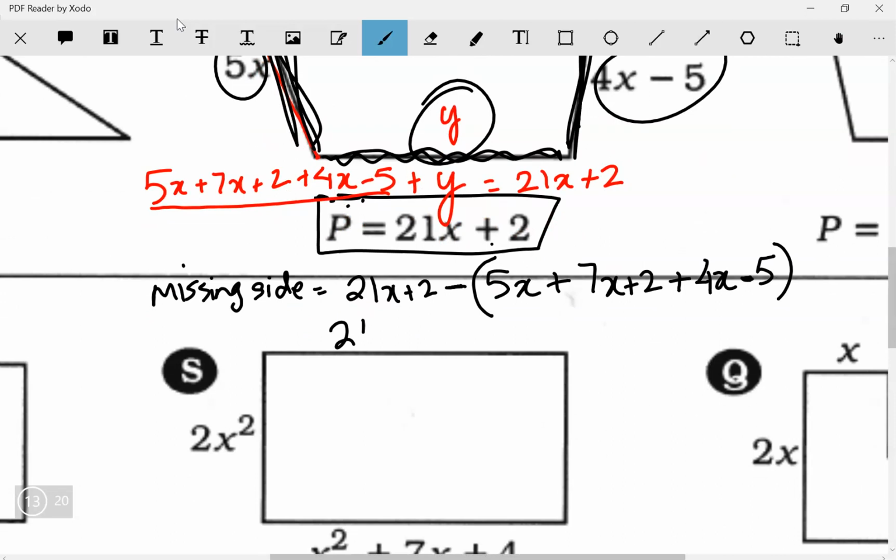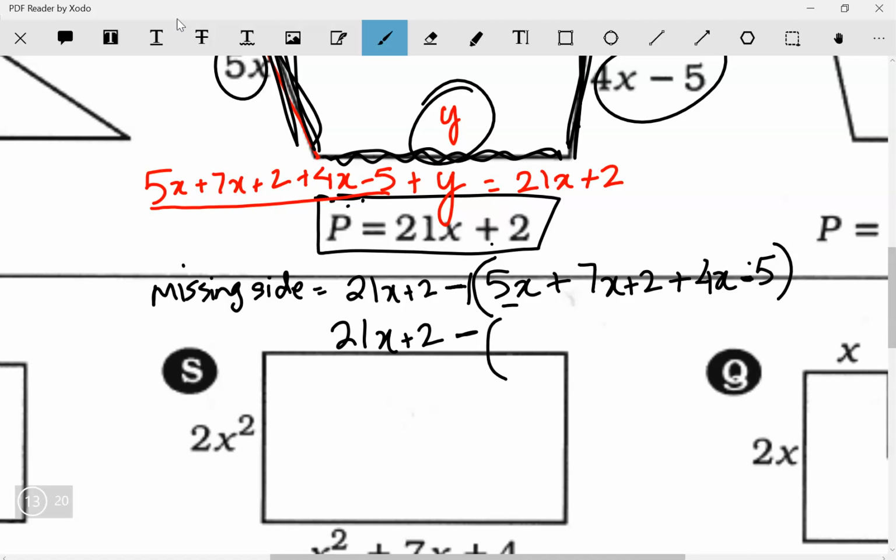So here we have 21x plus 2. I'm going to leave that as it is. And first, again, I could expand this. When we have a negative sign outside a bracket, we know that we have to multiply everything inside the bracket by -1. So you could do that immediately: -5x, -7x, -2, -4x, +5. But we're not going to do that because we can simplify inside the bracket first.